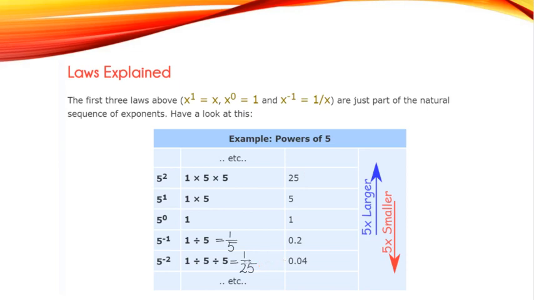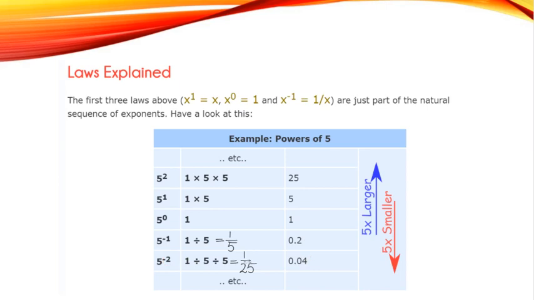Fine. Similarly, if it was 5 to the power minus 3, that means you have to divide 1 by 5 one time, divide by 5 two times, and again divide by 5 three times, and so on. So whenever you see negative exponents, what happens? Every time you increase the negative exponent, in this case it was minus 1, in this case it was minus 2, the number becomes 5 times smaller.